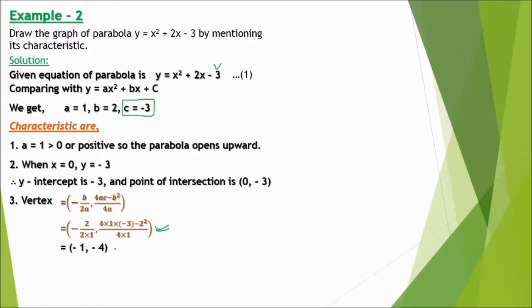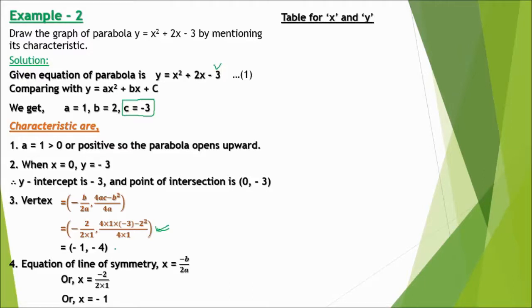Equation of line of symmetry. Now these 4 characteristics will be enough. x is equal to minus b by 2a, that is, the value of b is 2 and the value of a is 1. So the equation of the line of symmetry is x is equal to minus 1. Now this is our equation of line of symmetry. Now we have to draw a table. We have to construct a table for x and y.